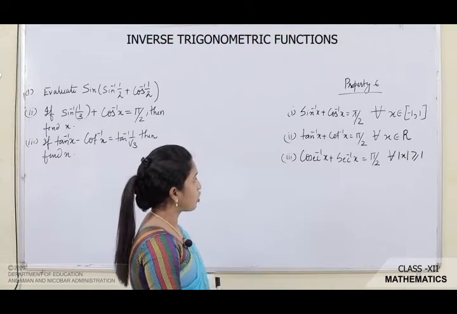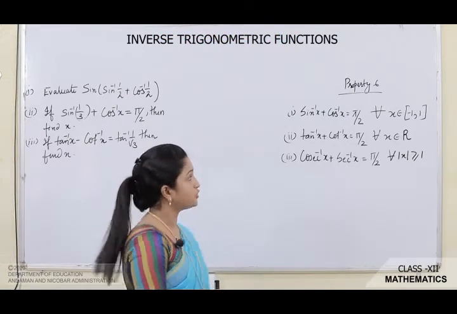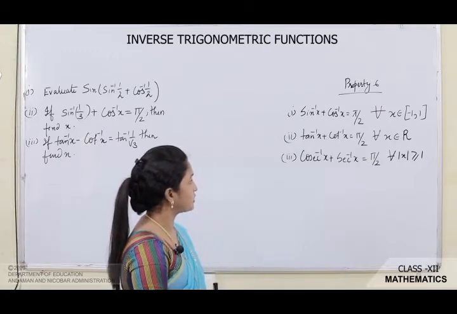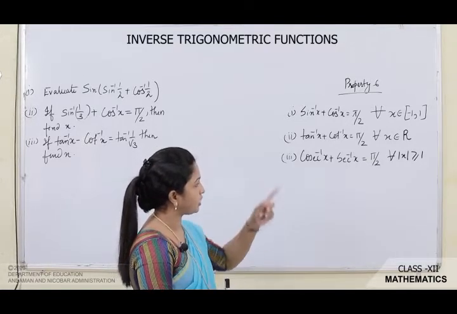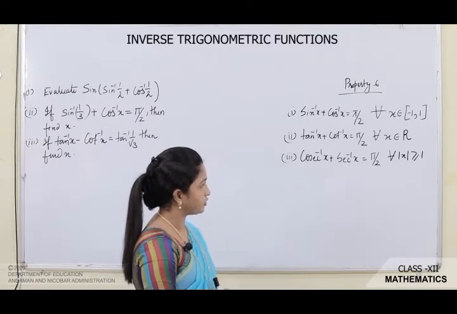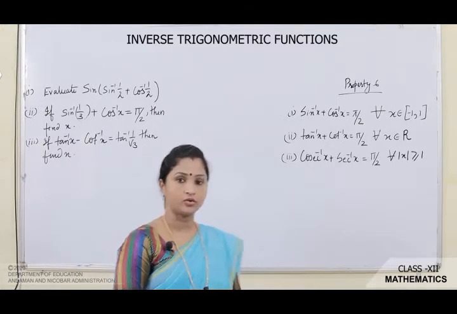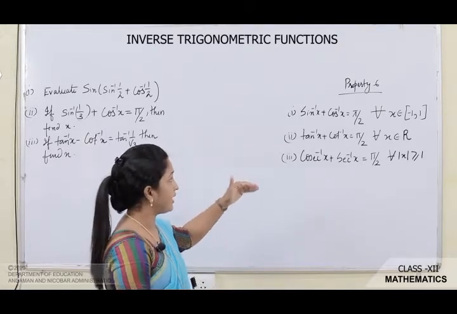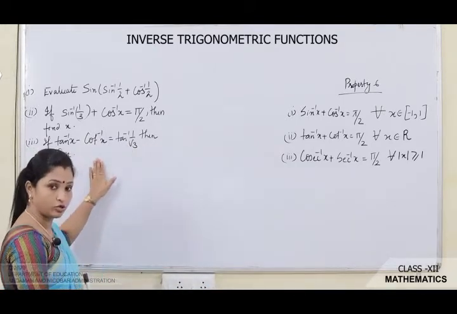Sin inverse x plus cos inverse x is equal to pi by 2 for all x belongs to minus 1 to 1. Tan inverse x plus cot inverse x is equal to pi by 2 for all x belongs to R, and cosec inverse x plus sec inverse x is equal to pi by 2 for all mod x greater than or equal to 1. So this is property number 6. Now based on this I have written some problems also, that also we will solve.